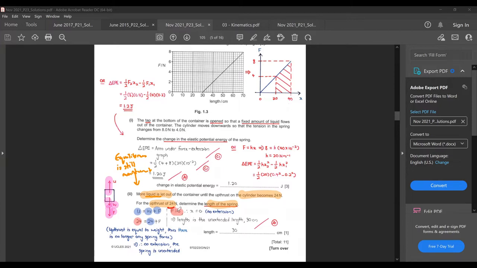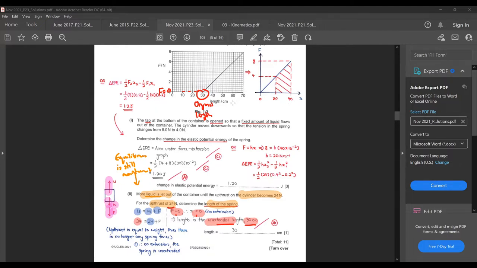Now, when the spring force is zero, there should be no extension. Therefore, the length is the unextended length at 30 centimeter. Just like I mentioned to you, if you look at this part here, when F is zero, this is 30 centimeter. This is the original length. So from here, I know the force is zero. There's no extension. Length is the unextended length of 30 centimeter. Okay, so that one is for this one.